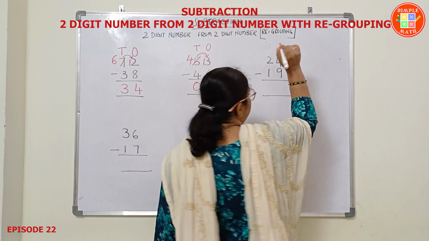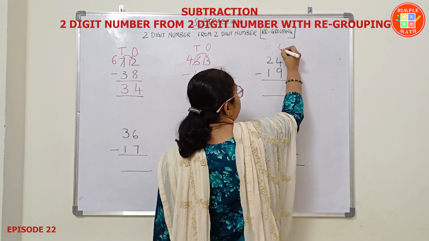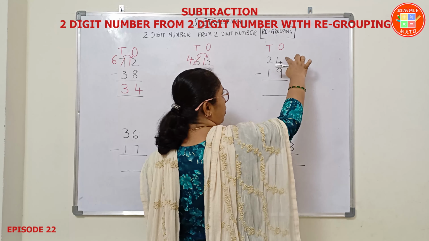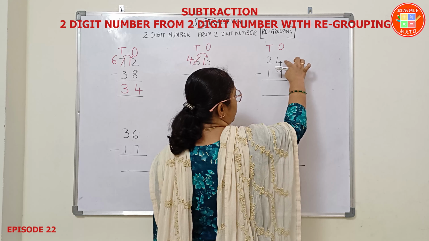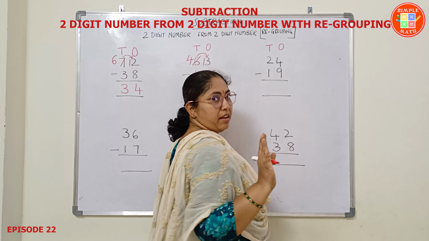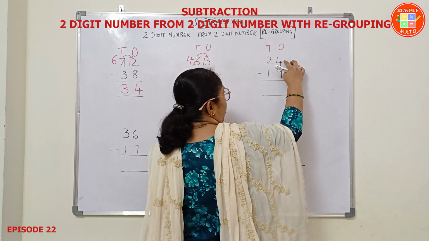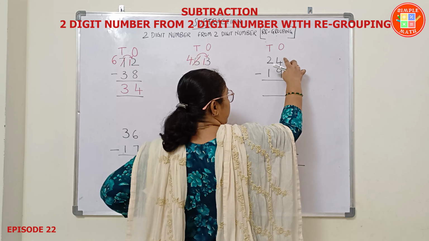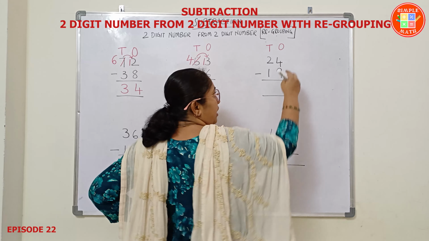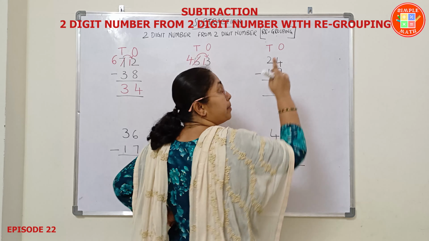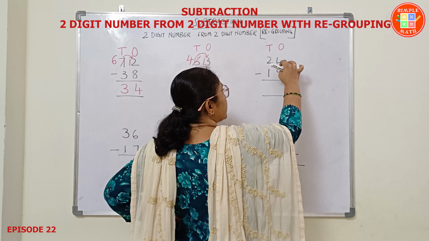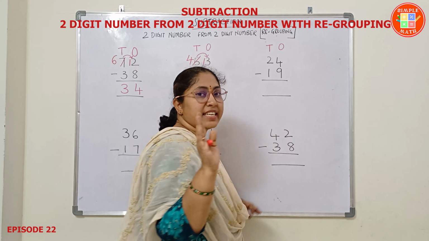Come. First of all, what you should do is mark the ones column and tens column. First you should see that the number in the ones column on the top row should be bigger. But here this is smaller and the second number is bigger. Okay? So you check in the ones column first. The first number should be bigger and the second number should be smaller. Okay? So here you cannot subtract 9 minus 4. 4 minus 9, can you do?